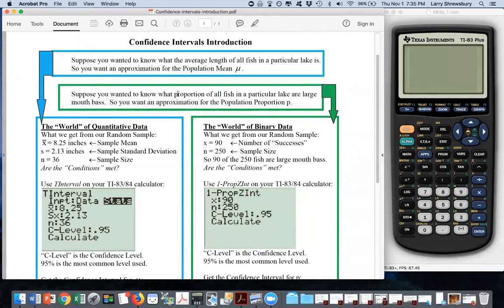Well, that's binary data. Each fish is in one of two categories: either it's largemouth bass or not largemouth bass. And you want to know what proportion is in the category of largemouth bass. So that's what your population proportion is, the proportion of all the fish in the lake that are largemouth bass. So you want to get an approximation of that population proportion. So that's where you do this technique.